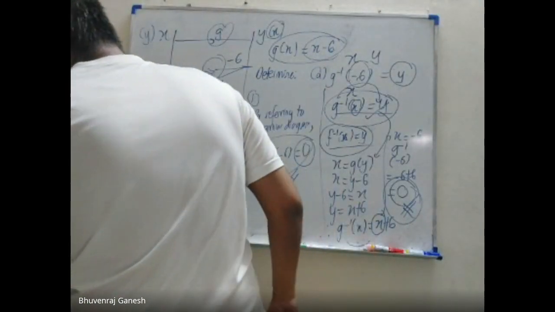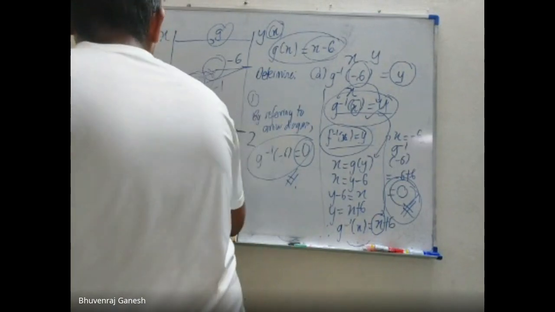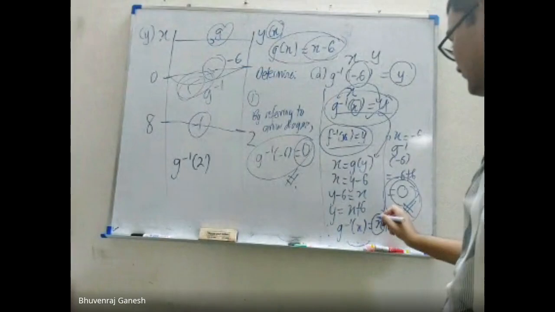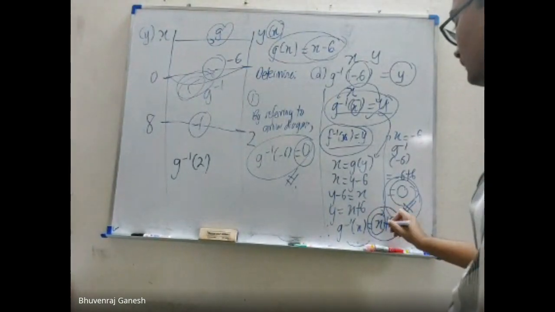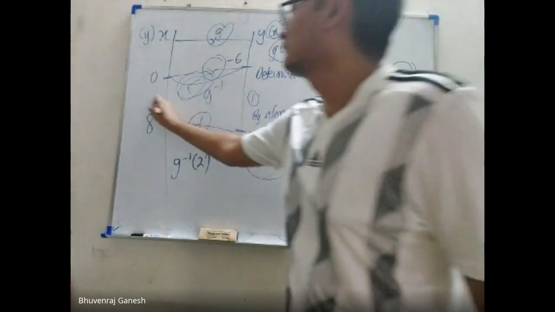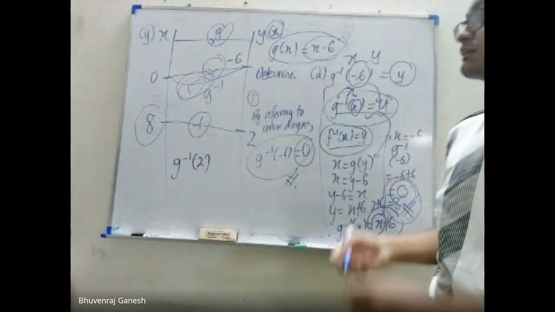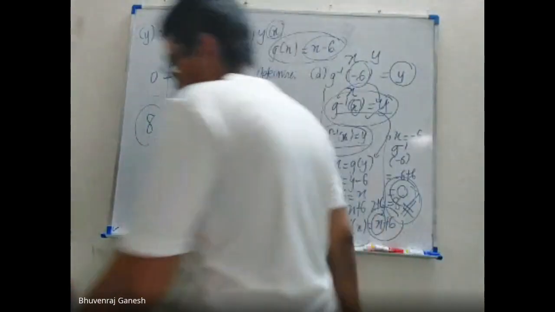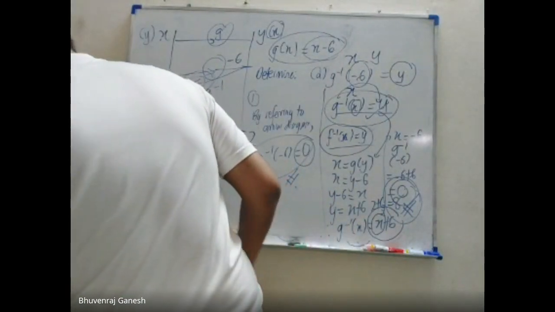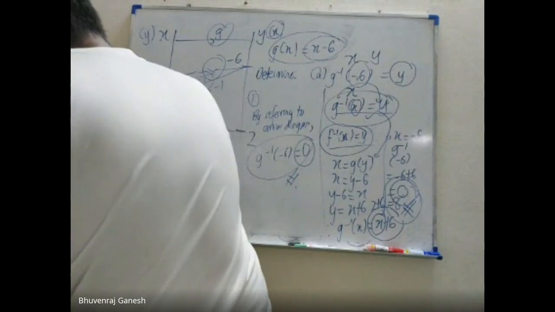So in g inverse of 2, it also applies the same thing. You do the same thing here, you will get this equation. You substitute 2 into x, 2 plus 6, you get 8. Then 8 also. So this is the correct inverse function.